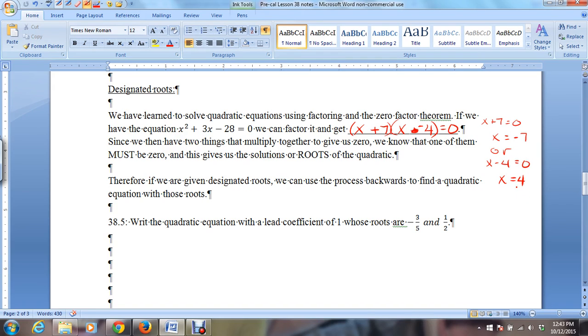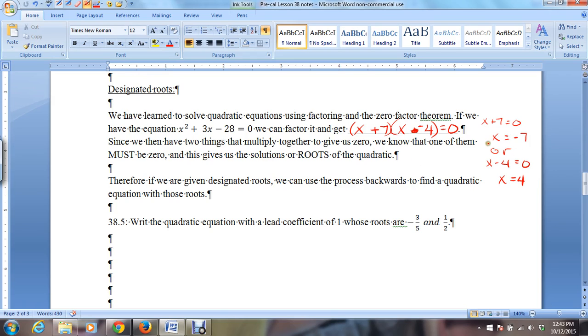Okay, what we're going to do now is we're going to do that kind of problem, except we're going to do it backwards. This time they're going to give us the roots. They're going to tell us what these roots are, and they're going to ask us to write the equation that they go with.